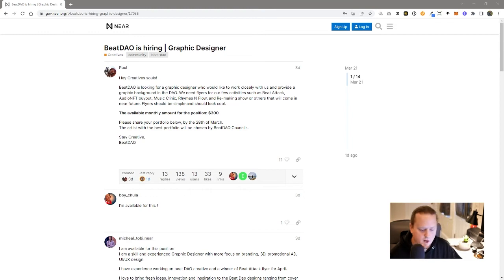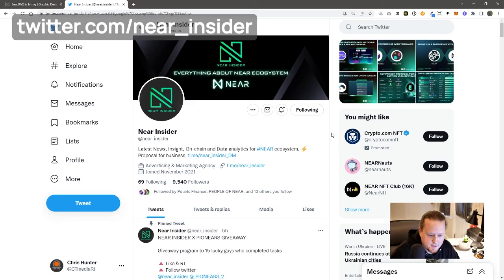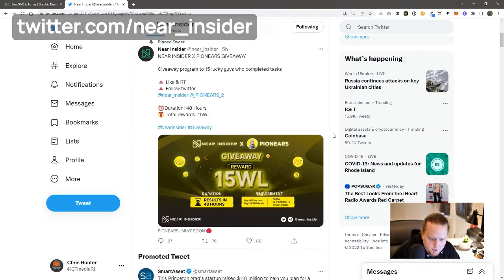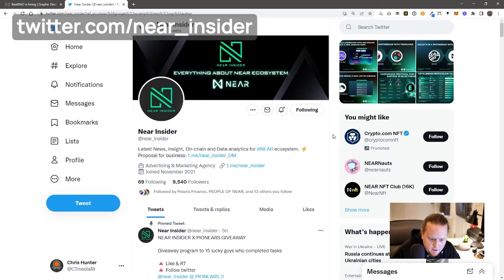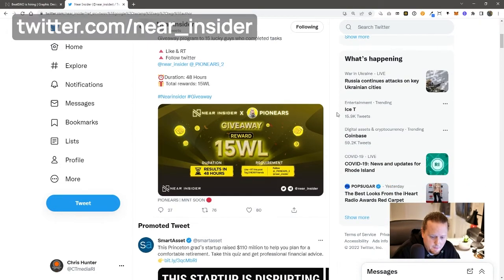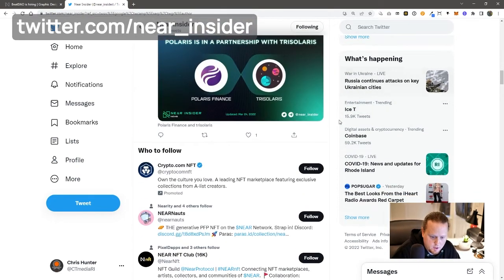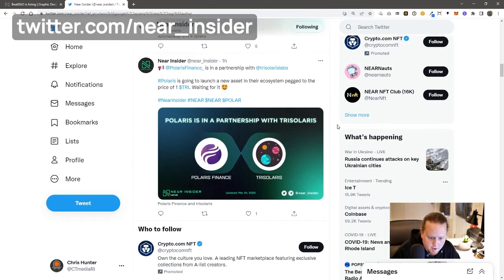Next, we're going to move on to taking a look at how you can stay in touch with all the different Near news and different developments. The first one we're going to look at is Near Insider. Near Insider is primarily on Twitter, and they constantly have new information about different projects and different new developments within Near and Aurora. So this is an endless supply of new information.